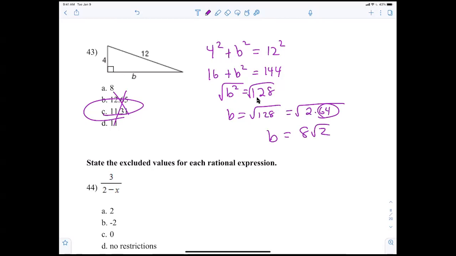So there is no answer choice, is it right? No. If you do the square root of 128, that will give you, if I'm not mistaken, 11.31. But on the test, instead of that being 11.31, it's going to be 8 radical 2. All right.